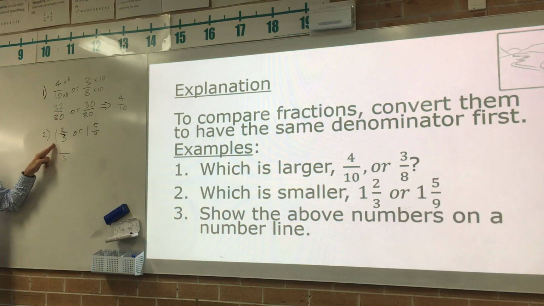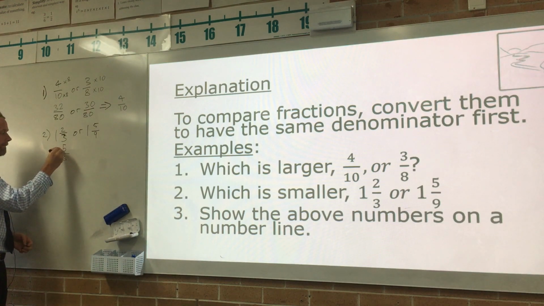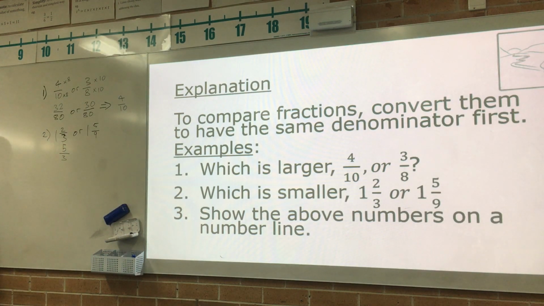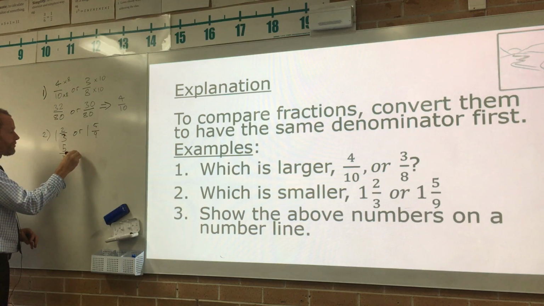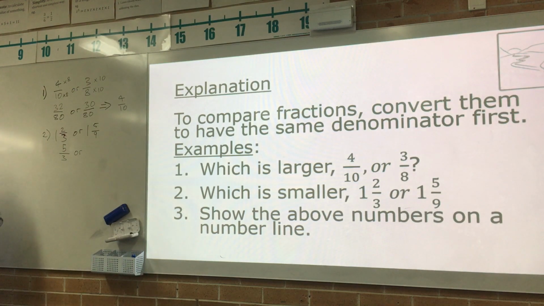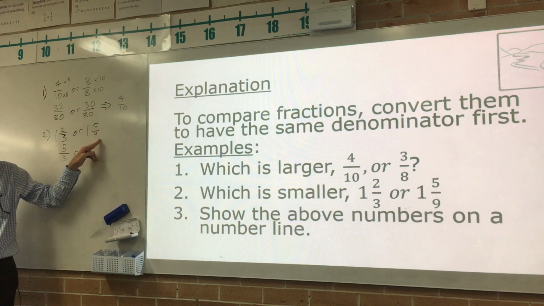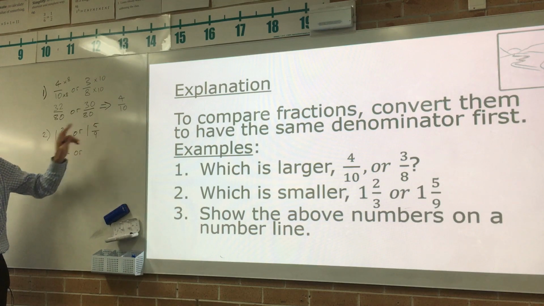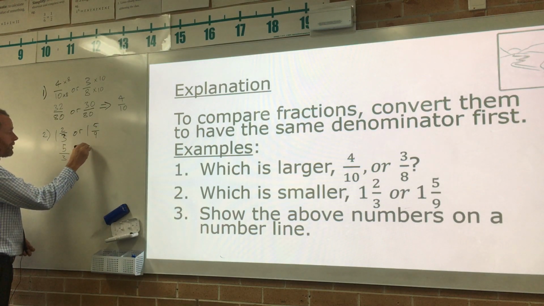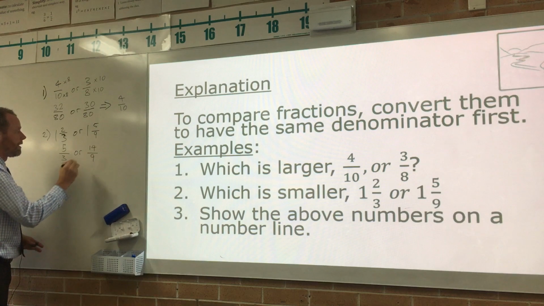Do you do 3 times 2? No, sorry, try again. 3 times 3, 9... no, 3 times 1, plus 2, which is 3. Oh, 5. Yep, good work. So we've got 5 over 3. And same process again. We do 1 times 9, which is 9, plus 5 is 14. So we've got 14 over 9.